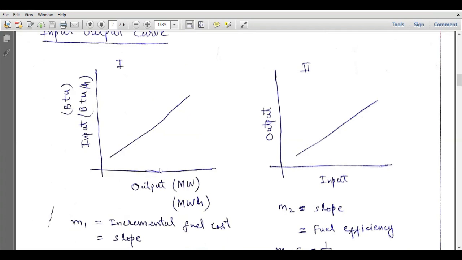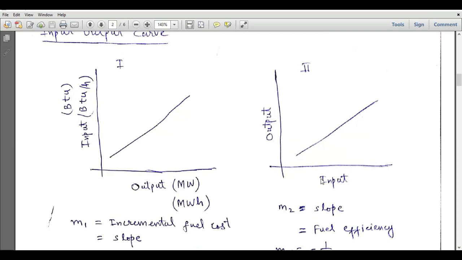And here we have the output. And if we are saying that we want to increase the output of our generator from, let's say, 50 megawatt to 60 megawatt, then the amount of the fuel we have to inject will rise by, for example, 1000 BTUs, right? So that curve will give us the fuel cost. If we want to increase our output, then the input or the fuel will also increase. So that will give us the fuel cost.